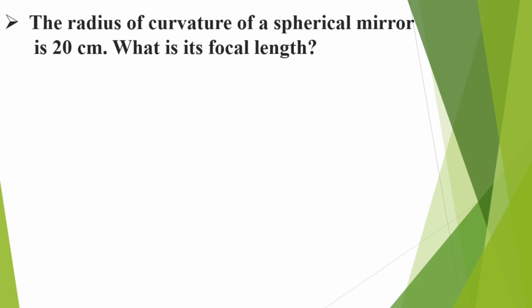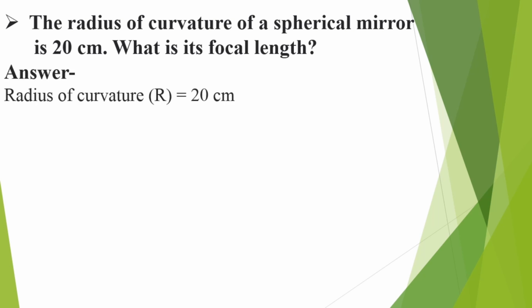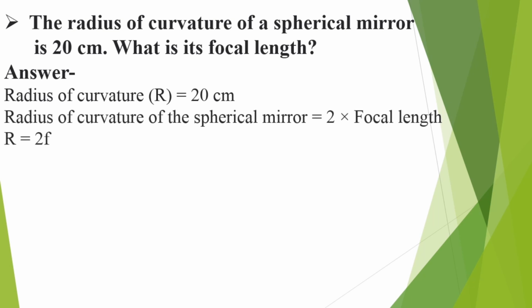Consider the first one. The radius of curvature of a spherical mirror is 20 cm. What is its focal length? First, let us consider the given terms. The radius of curvature R is 20 cm, and the radius of curvature of a spherical mirror is 2 times the focal length, that is 2f. So we know that the relation between radius of curvature and focal length is R equal to 2f. So f is equal to R by 2, 20 by 2, that is 10 cm.